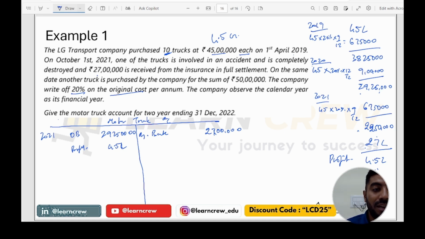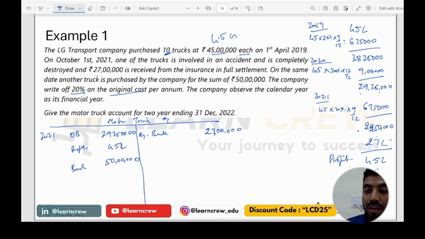On the same day, another truck was purchased by the company for the sum of 50 lakh. So one truck was purchased for 50 lakhs. The truck has been purchased. Now we need to provide for depreciation. Nothing else is there, so we need to provide for the depreciation. How do we provide it?